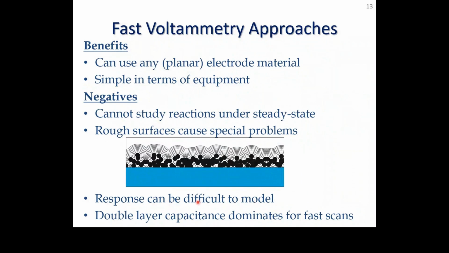And the other issue you have is that the capacitance of the electrode can become quite significant. The double layer capacitance that you measure is proportional to the scan rate that you use. So if you scan 10 times faster, then the current that you measure just due to the capacitance of the electrode will be 10 times larger as well. So that can tend to overwhelm the signal that you're actually trying to measure.